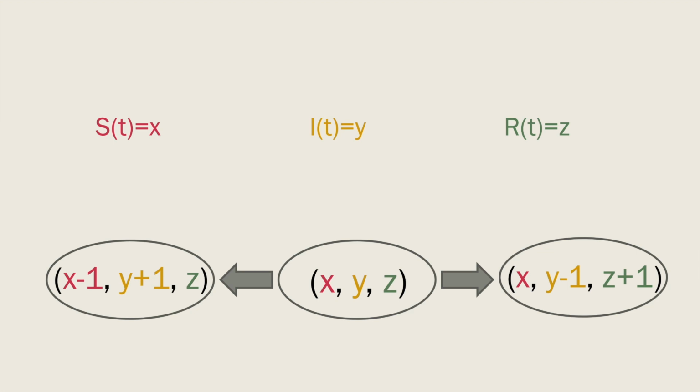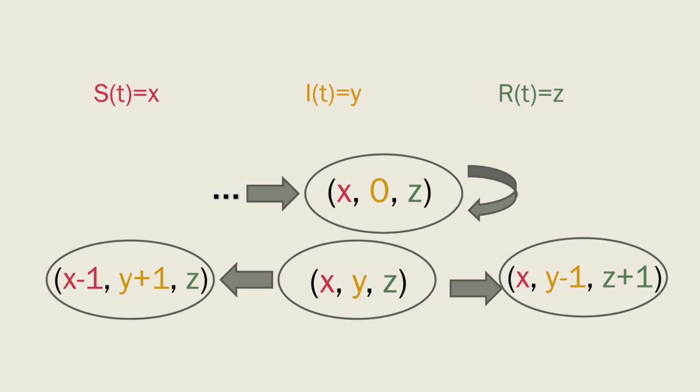We can treat any moment in this Markov chain as the current moment. In other words, all the states can be represented as X, Y, Z. The value of X, Y, Z can be any integers from 0 to N. The absorbing state of this Markov chain is when Y equals 0, which means no one in this population is carrying this disease anymore.